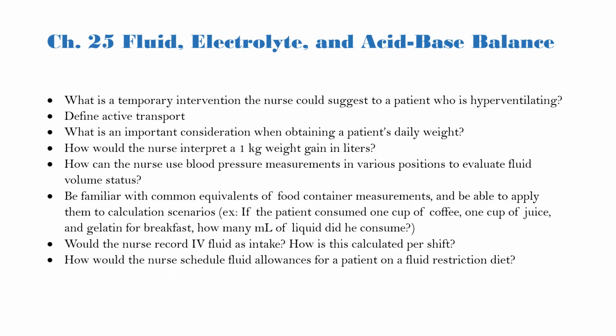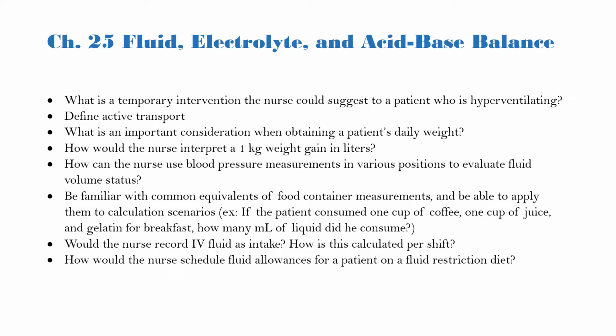How can the nurse use blood pressure measurements in various positions to evaluate fluid volume status? So we'll remember that this is called our orthostatic blood pressure readings, and you can find that information on page 459 in the clinical cues purple box. To assess for a fluid volume deficit, measure the blood pressure and pulse in the lying, sitting, and standing positions. If the systolic pressure drops 20 millimeters of mercury, or diastolic pressure drops 10 millimeters of mercury, accompanied by a pulse rate increase of 20 beats per minute at 1 minute after that position change, you would expect to determine that a fluid volume deficit would be present.